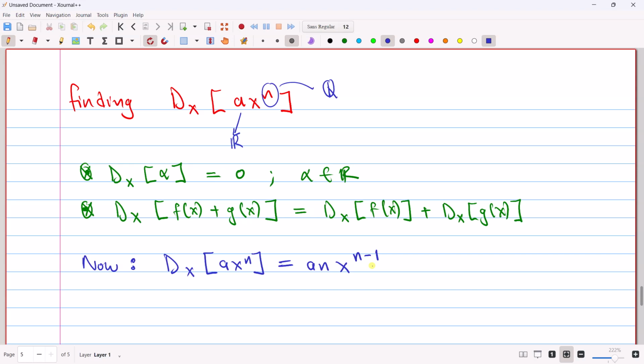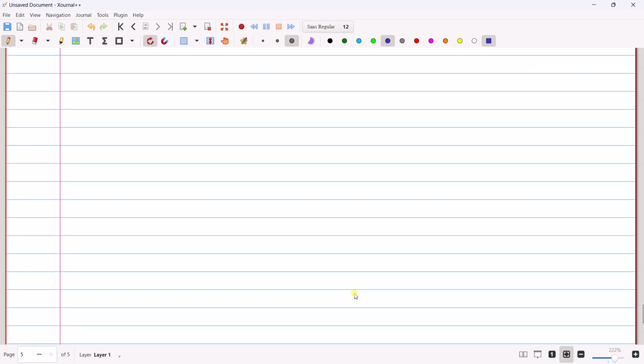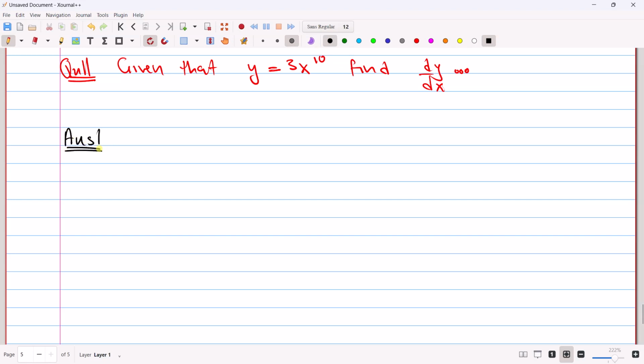That's what we're going to demonstrate now by looking first at basic examples, and then we do a few tricky ones. So the first question we're going to look at is as follows. Given that y is 3x to the power 10, find dy/dx. If you're given something like that and they say find dy/dx, how can we go about finding it? To find an answer to this one, we proceed as follows.